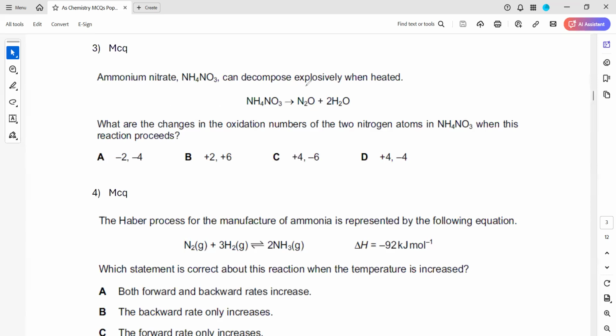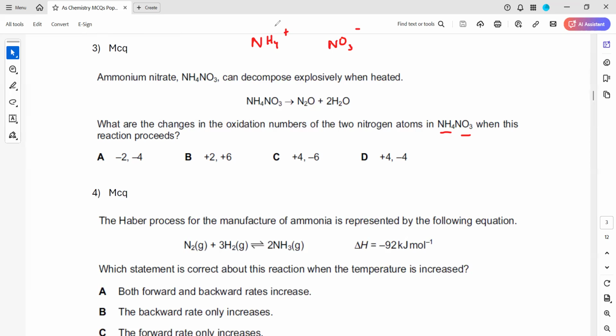ammonium nitrate can decompose explosively when heated. What are the changes in oxidation number for two nitrogen atoms in ammonium nitrate when this reaction proceeds? So the ammonium nitrate contains the ammonium ion, which has a charge of +1, and the nitrate ion, which has a charge of -1.